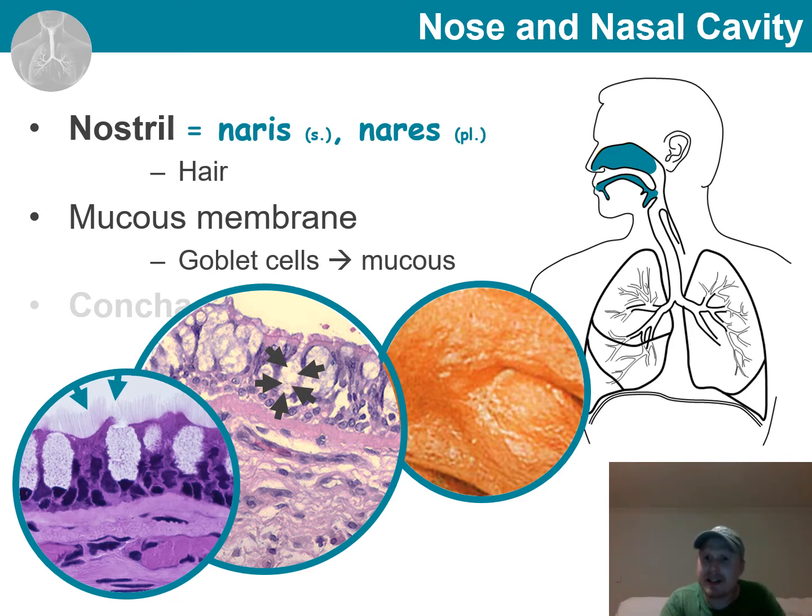And interestingly, within the nasal mucosa, there are also a lot of nerve endings that can trigger sneezing to force these particles out of the nasal cavity. Now, that should make sense the next time you need to sneeze.